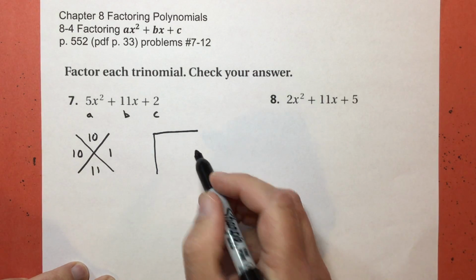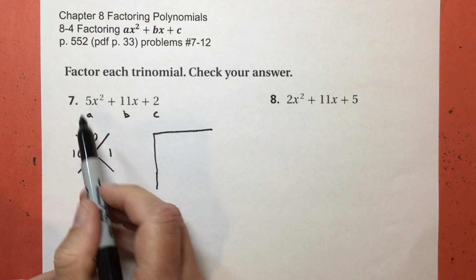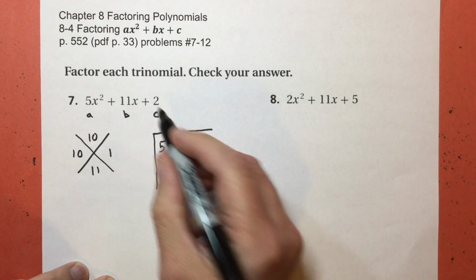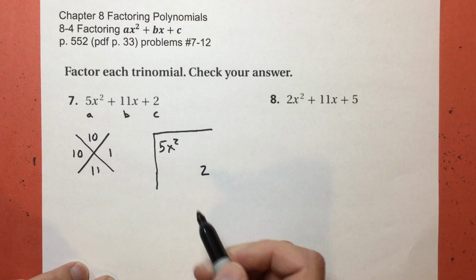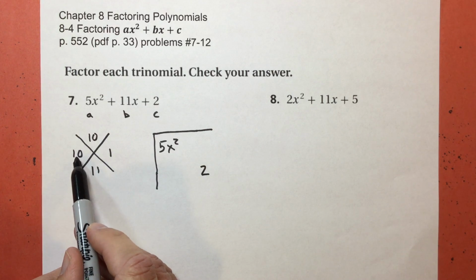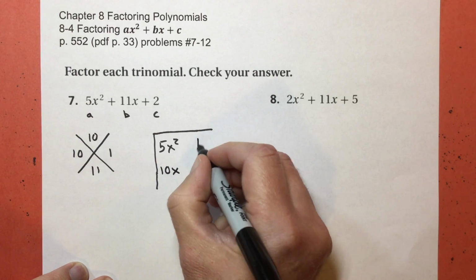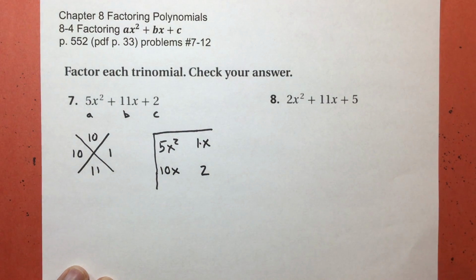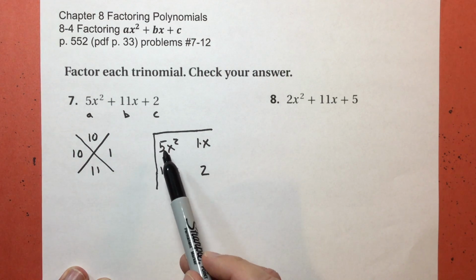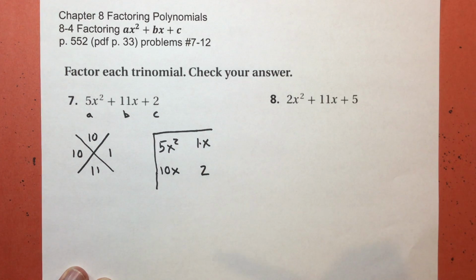So in my multiplication chart, and I'm going to make it a little bit bigger, I take the 5x squared and put it in this corner. I take the 2 and put it down in the opposite corner, upper left, lower right. What goes here and here comes from these numbers that I just found. So I write 10x and 1x. And again, you can just write x, but remember there's a 1 there. So all of this together gives me 5x squared plus 10x plus 1x, which is 11x, plus 2.